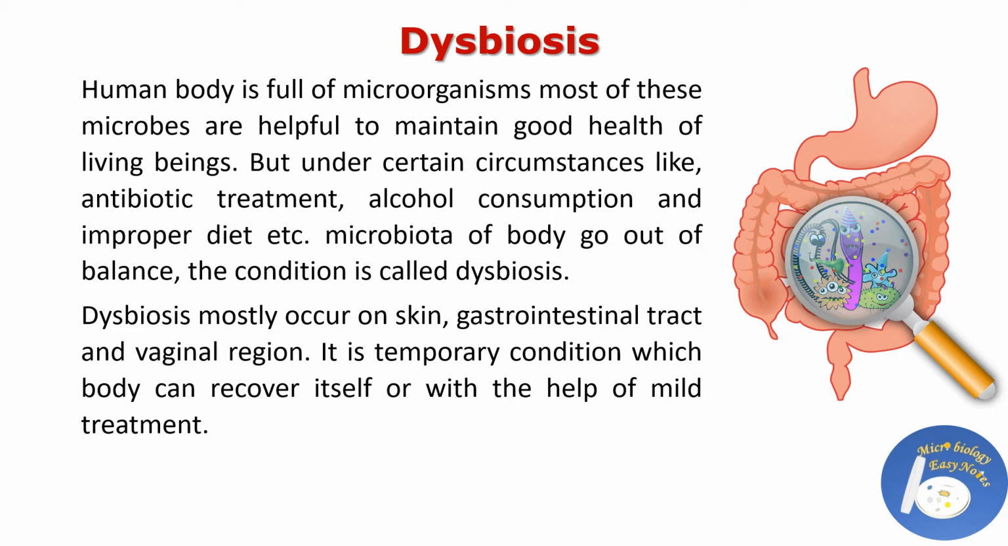Dysbiosis. The human body is full of microorganisms. Most of these microbes are helpful in maintaining good health, but under certain circumstances like antibiotic treatment, alcohol consumption, and improper diet, the microbiota of the body goes out of balance. This condition is called dysbiosis. Dysbiosis mostly occurs on the skin, gastrointestinal tract, and vaginal region. It is a temporary condition which the body can recover from by itself or with the help of mild treatment.